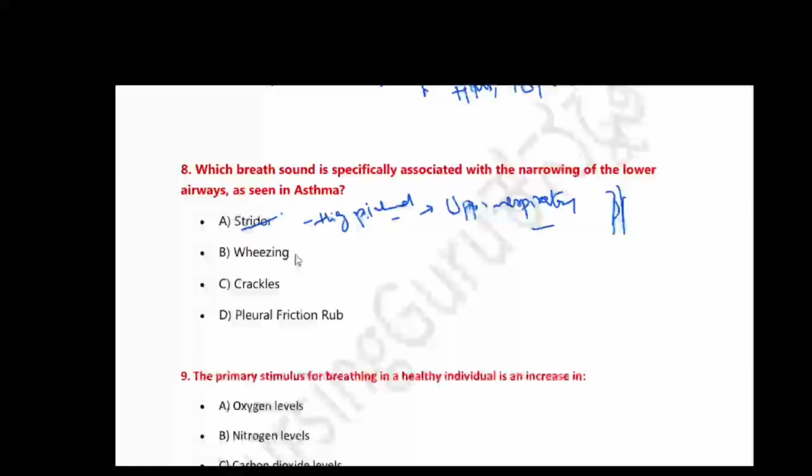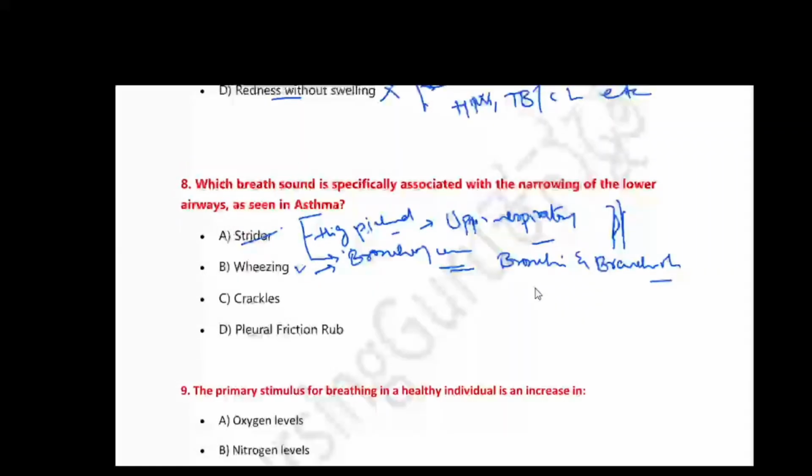Wheezing sounds are very common in bronchopneumonia. In asthma, there will be narrowing of lower respiratory airways, that is bronchi and bronchioles. When bronchi and bronchioles get narrowed, they produce high pitched sounds. Those sounds are seen in asthma. They are wheezing sounds. Hence, wheezing is the correct answer.